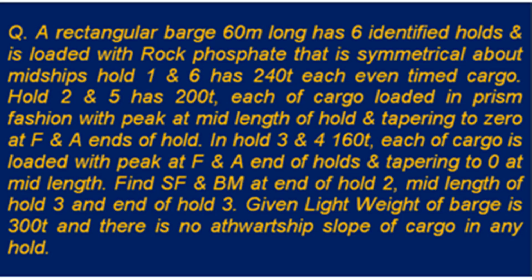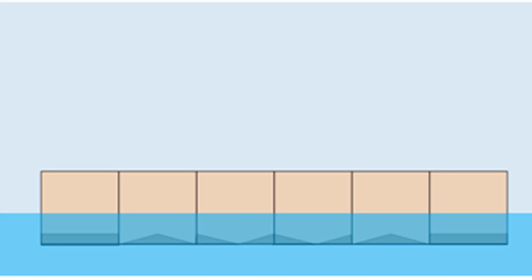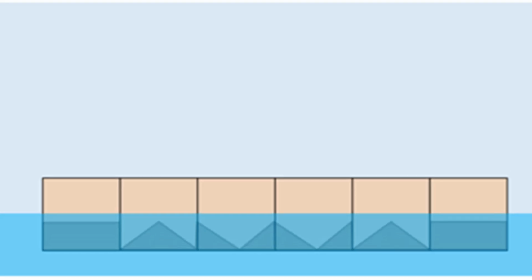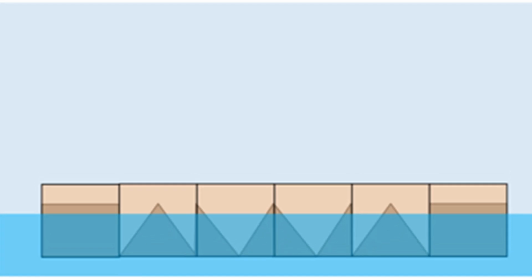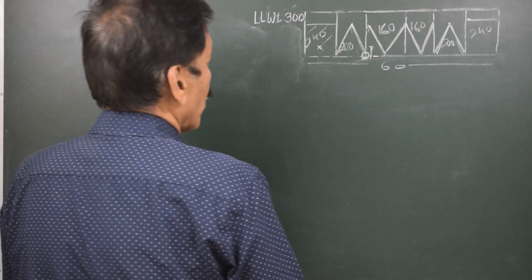This question says that there is a ship 60 meters in length. Length of the vessel is 60 meters, empty ship. It is symmetrically loaded and it has six similar holds, and the cargo is loaded this way. In holds number 1 and 6, 240 tons level trimmed. In holds number 2 and 5, 200 tons loaded in prism fashion, no slope in athwartship direction. And in the middle holds, 160 tons each is loaded in reverse prism fashion. That means the maximum cargo at the end and 0 at the mid length of the hold.